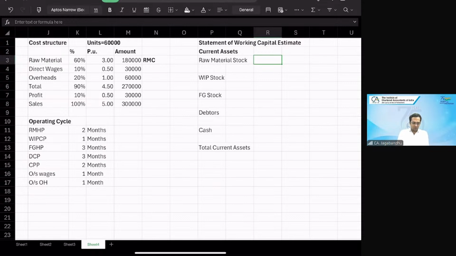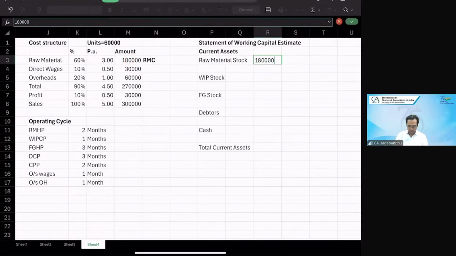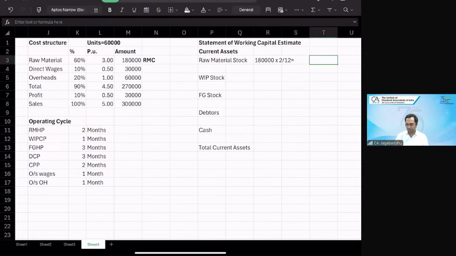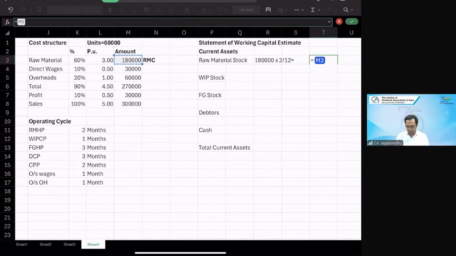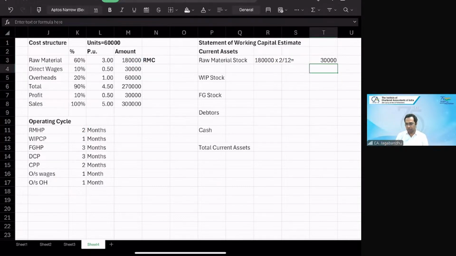The stock of raw material, we can compute it as: this 1,80,000 is the total raw material consumption. So this multiplied by 2 months, so into 2 by 12. So 1,80,000 into 2 by 12. That's going to be 30,000 raw material stock.